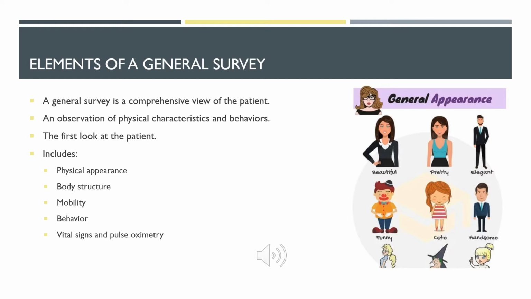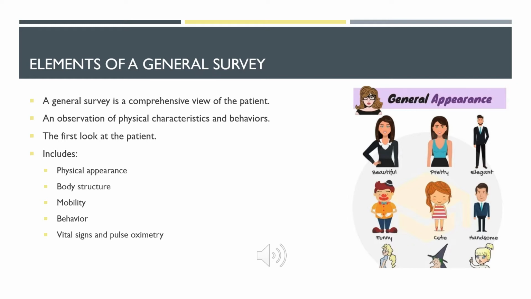So the general survey is a comprehensive view of the patient, and it's that first look that you get. So you start a general survey observation assessment the minute you meet the client. But basically, we talk about the general survey being that baseline data that you're collecting after you've received the health history, after you've done the interview, and before you start doing a physical exam, the head to toe. You're observing characteristics, you're observing behaviors.